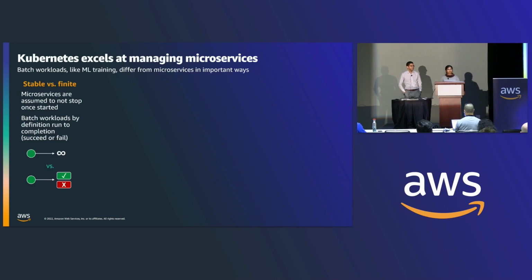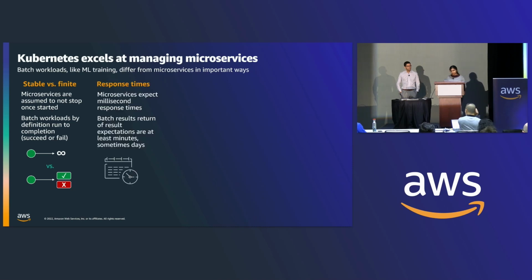First, we see that microservices is generally available to respond to a request. Versus batch workloads, you can think of a job having a runtime, and it starts and has an endpoint. The endpoint might be resolved as a success or sometimes even failure. Second, we see that microservices expect a response time in milliseconds, versus batch workloads have runtime for jobs that can be resolved in minutes, hours, or sometimes even days if you can think of your ML training workflows.